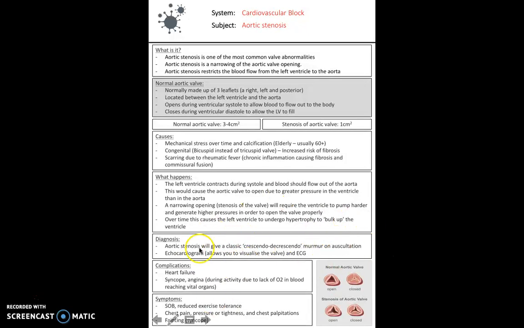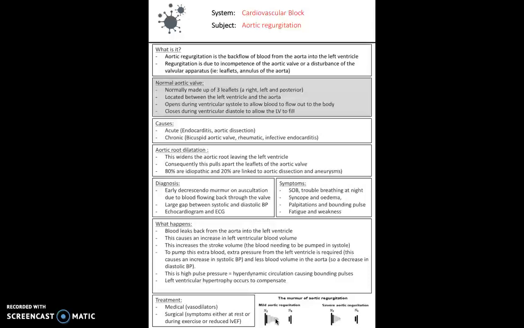In terms of diagnosis, we will see a classic crescendo-decrescendo murmur on auscultation, but of course, as always, echocardiogram and ECG are the best ways to allow you to visualize the valve and actually see what's going on. In terms of symptoms, they'll probably have shortness of breath, reduced exercise tolerance and chest pain, but also fainting or syncope is also associated.